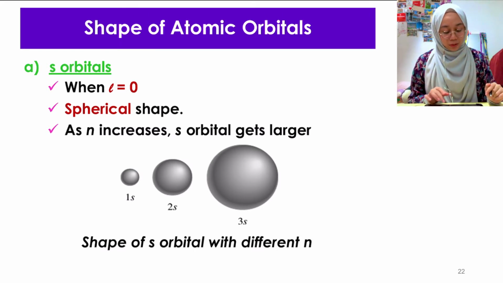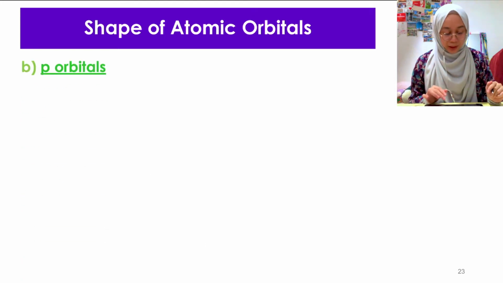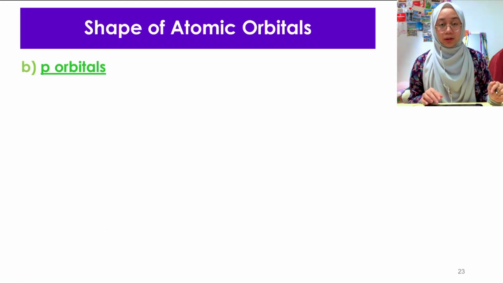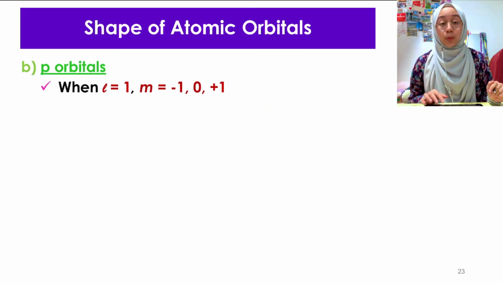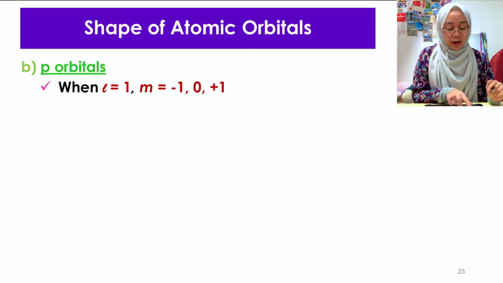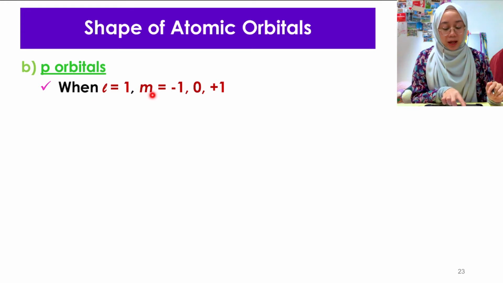So next orbital we have p orbitals. Okay, so p orbitals is when the L value equals 1. So L equals 1 shows that it is a p orbital. And as you know, if L equals 1, m can either be -1, 0 or +1. Okay, so there are three values of m.